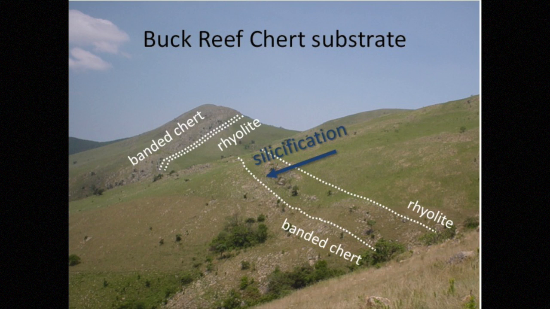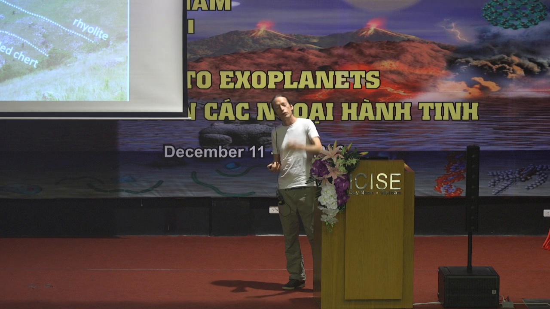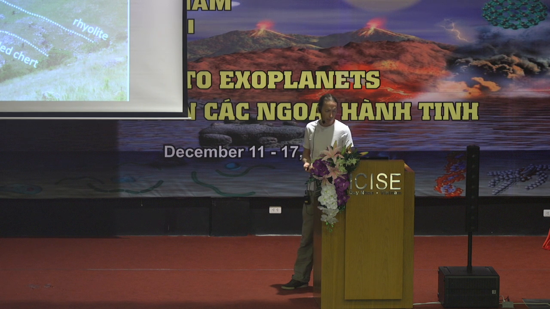Back to the field. Here this is a Buck Reef chert which is underlain by rhyolitic, felsic volcanic rocks, and at the base of this chert, actually at the base of every chert that you come across in the Paleoarchean record, you have silicification. You have an increase in the amount of silicification of the rocks as you approach the overlying chert.